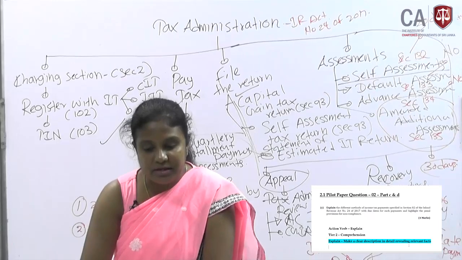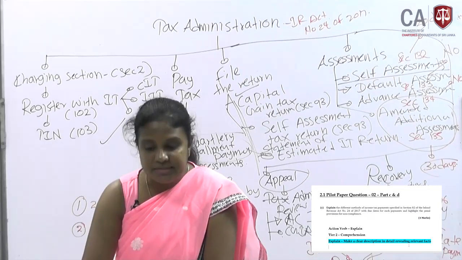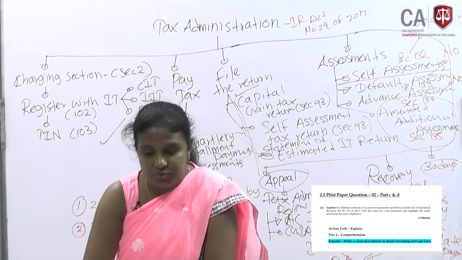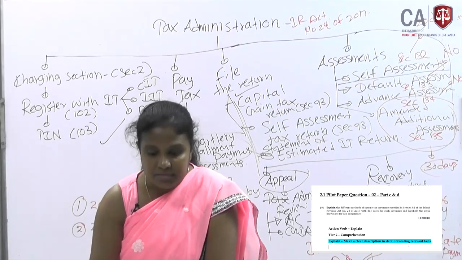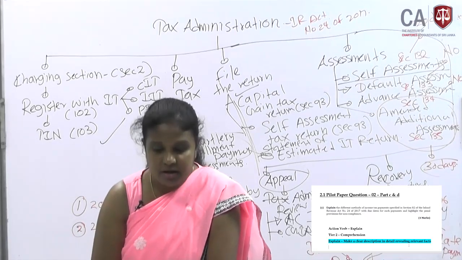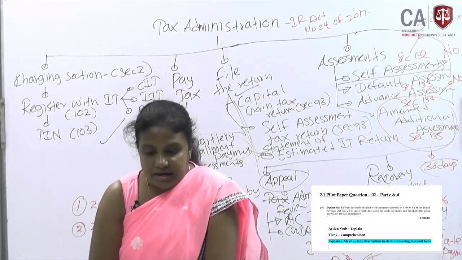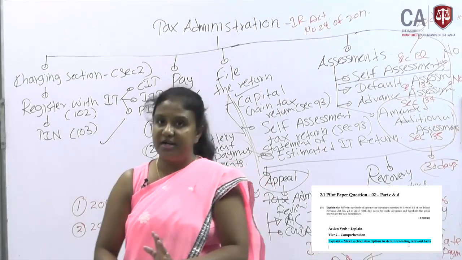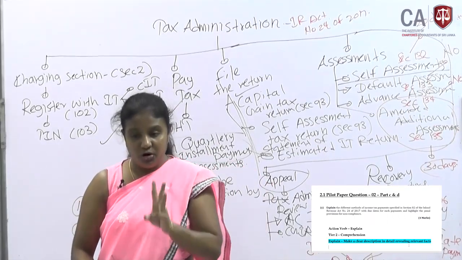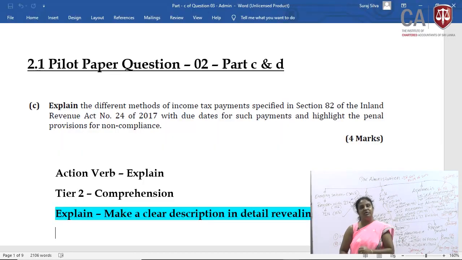Explain the different methods of income tax payments specified in section 82 of the Inland Revenue Act number 24 of 2017 with due dates for such payments, and highlight the penal provision for non-compliance. Now, this is a 4 marks question. How many requirements? 3 requirements. Did you realize that even if it's 4 marks, if you don't answer all 3, you are penalized with the marks?